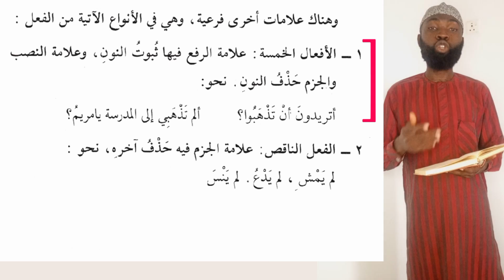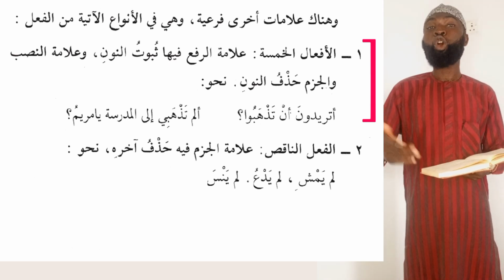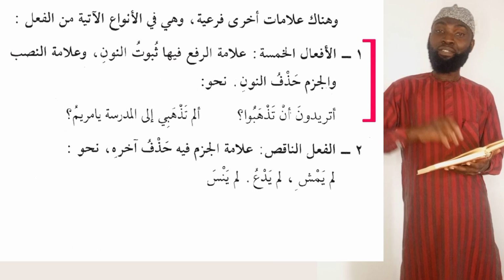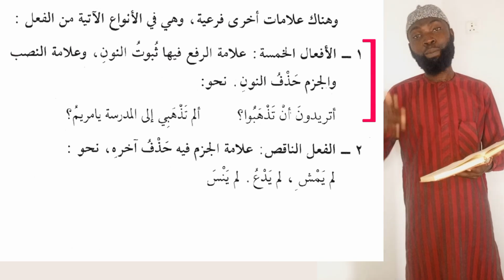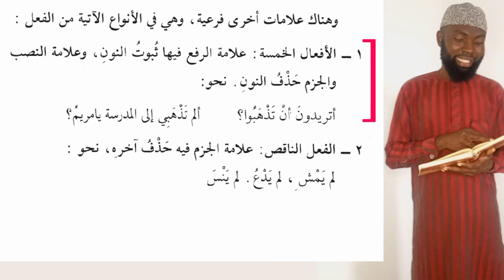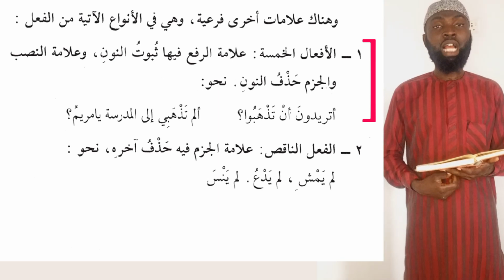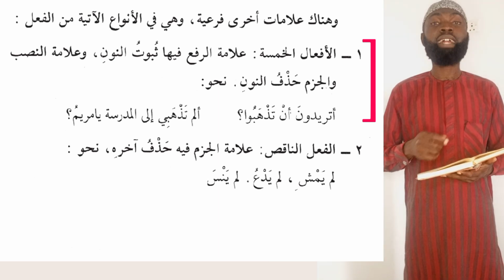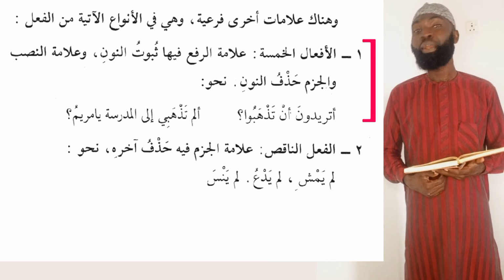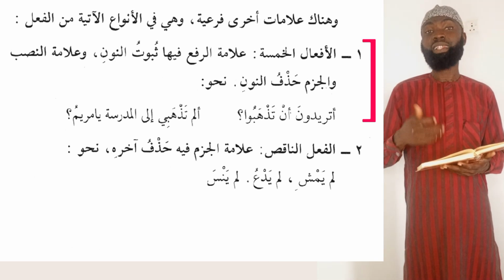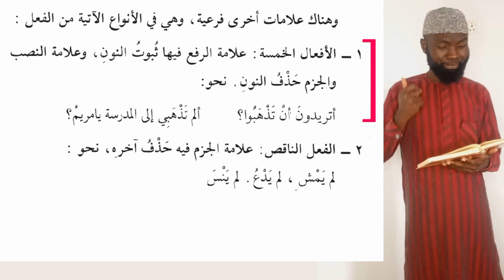Example, you see aturiduna an tadhhabu, do you all want to go? You can see the word tadhhabu, the nun has been omitted because this verb is coming as a subjunctive verb coming after an. Then alam tadhhabi ila al-mudarrisa ya Maryam, did you not go to the teacher, oh Maryam? You can see the word tadhhabi is coming after lam. And if it was to be tadhhabina, here the nun is omitted from tadhhabina and it becomes tadhhabi.